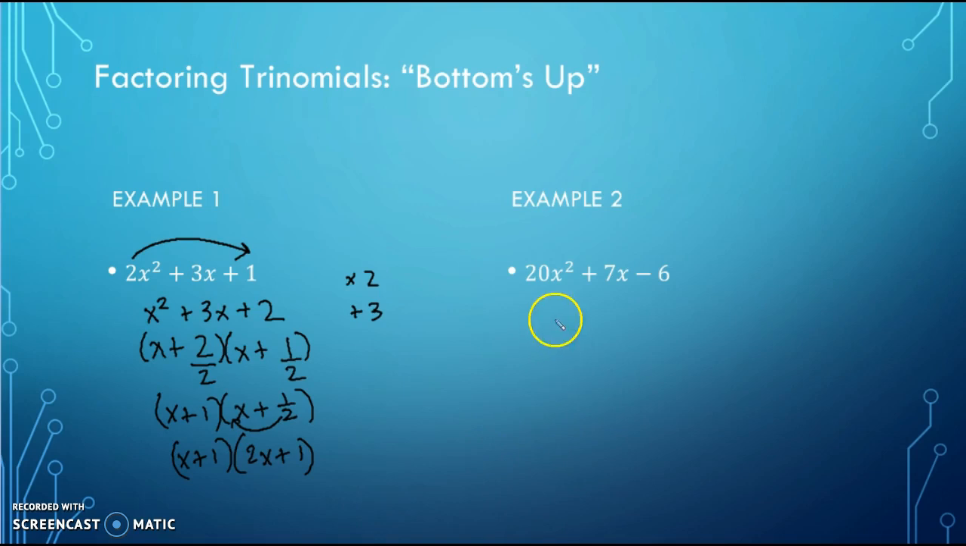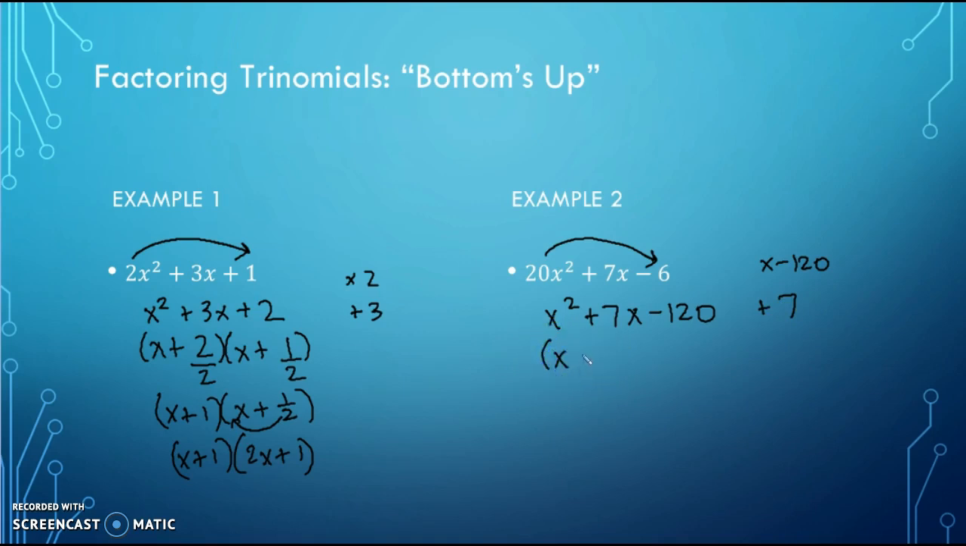So for our second example, I've got 27 and 6. There's no GCF there. So I'm going to start by multiplying a and c. So we get x squared plus 7x minus 120. So now I want to multiply to a negative 120 and add to a positive 7. So I have one positive, one negative. And so those numbers are going to be 15 and 8.